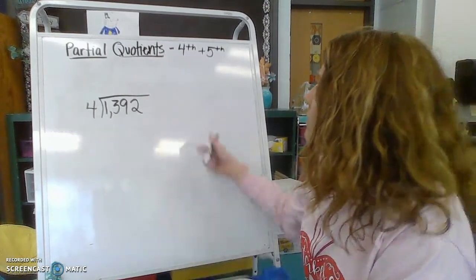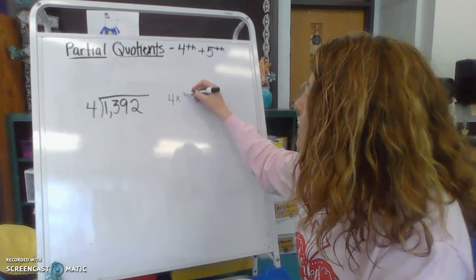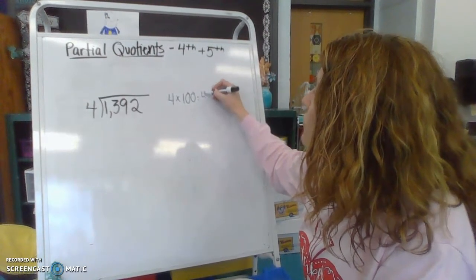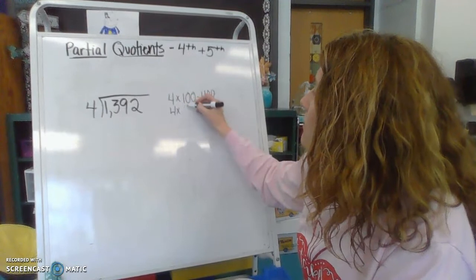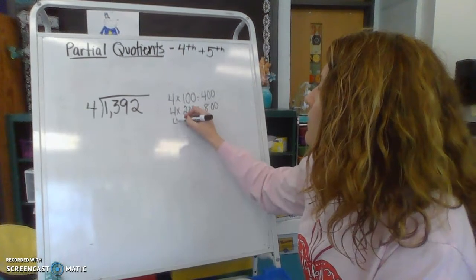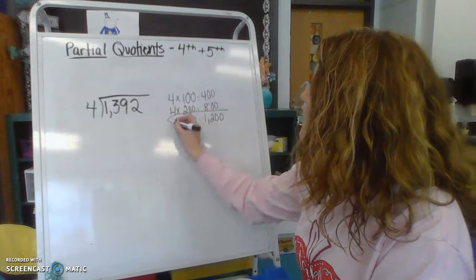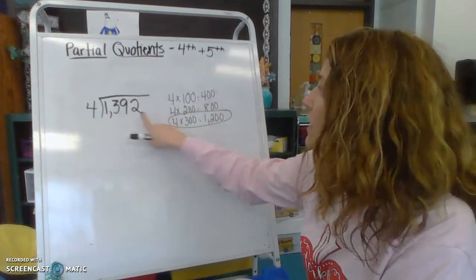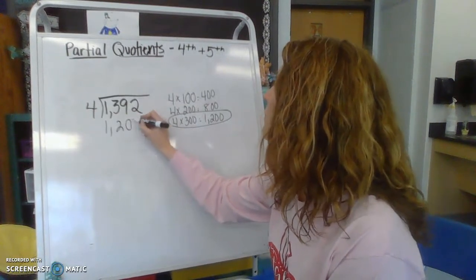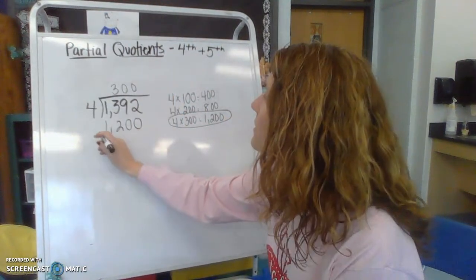So a student might use their knowledge of multiples of 10 to know that 4 times, they might start with like 100, 4 times 200, and probably they would end up using 4 times 300 because that's fairly close to the dividend. So then 4 times 300 equals 1,200.